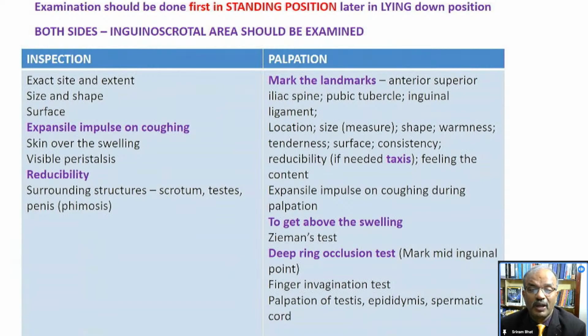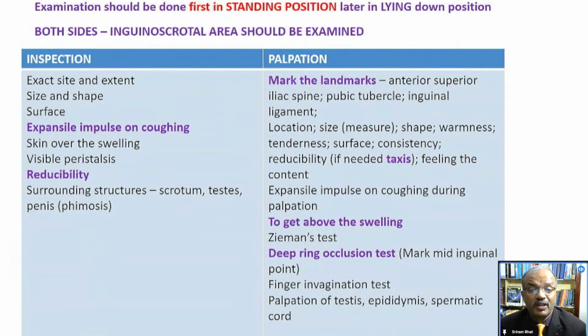You have to mark properly, and two important points are there. One is the mid-inguinal point, the point between the anterior superior spine and pubic symphysis. So you have to mark the pubic symphysis also. That is the mid-inguinal point, and that point is important. 1.25 centimeter above the mid-inguinal point, the deep ring is located. That deep ring should be marked.